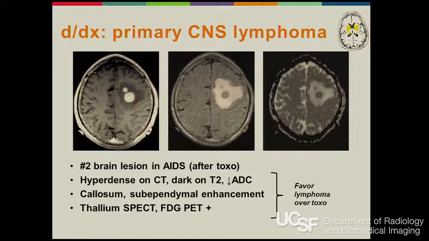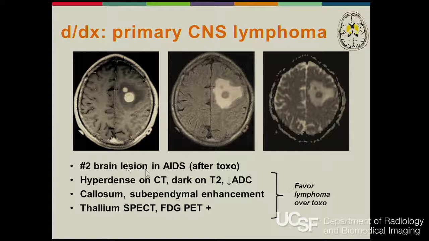And our big differential with toxo is going to be CNS lymphoma. So it's not uncommon to have to try and distinguish these two because they both occur in the immunocompromised patient. Toxo tends to be multiple in number, whereas CNS lymphoma can be multiple, but is more commonly solitary compared to toxo.